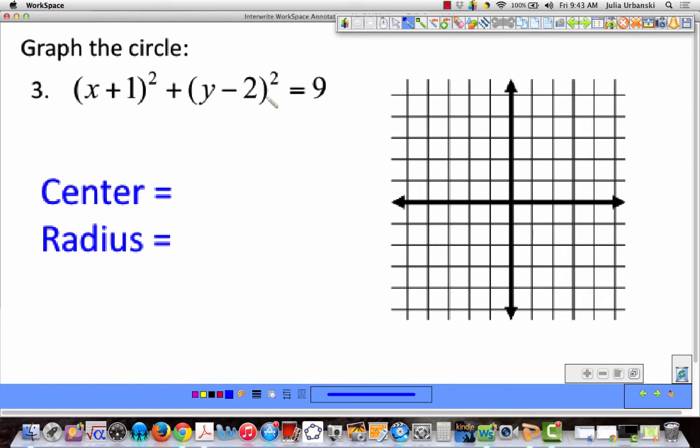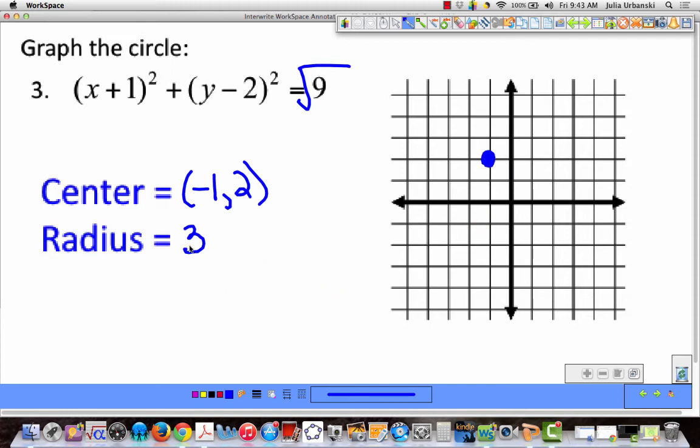Looking at this equation, think back to what we've been doing for a couple weeks. What's the center? You take the opposite of the number, so it's going to become -1, and the second number is going to become +2. -1, +2, and the radius is the square root of the last number, so that's going to be 3. So to start my graph, I go to -1, 2. -1, up 2. That's my center.